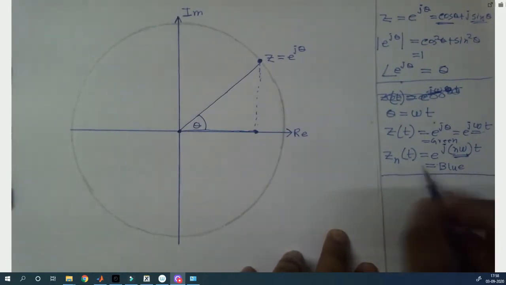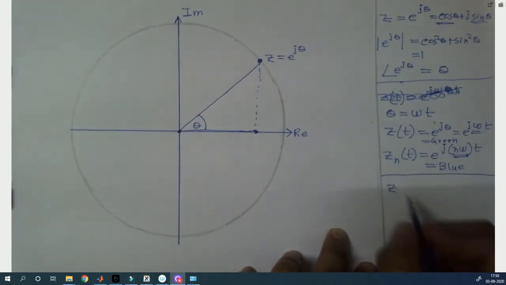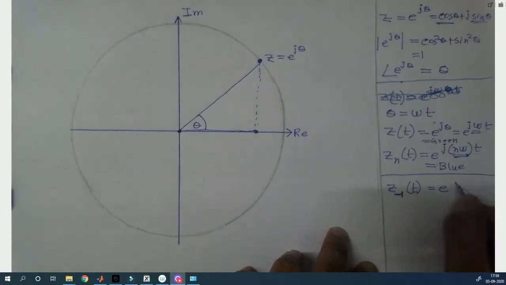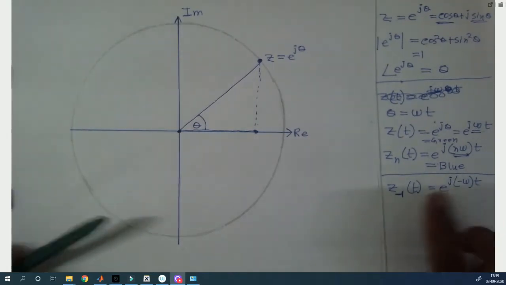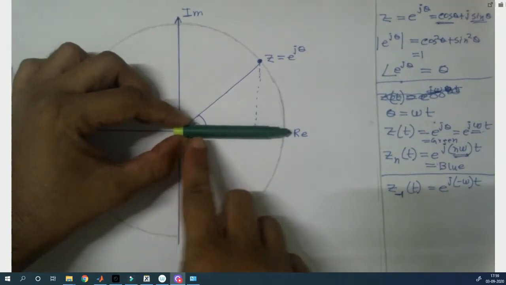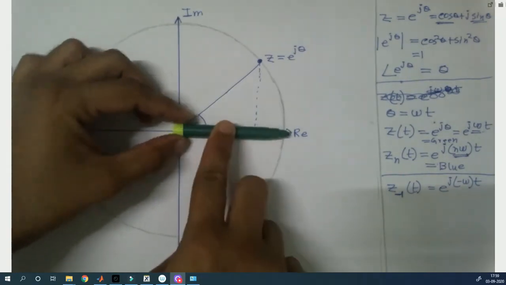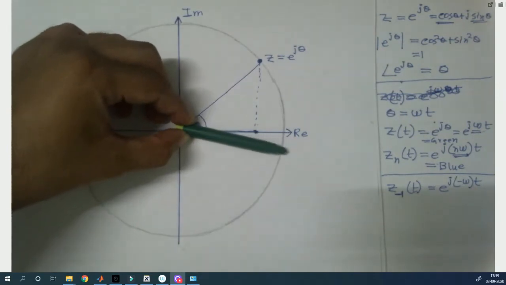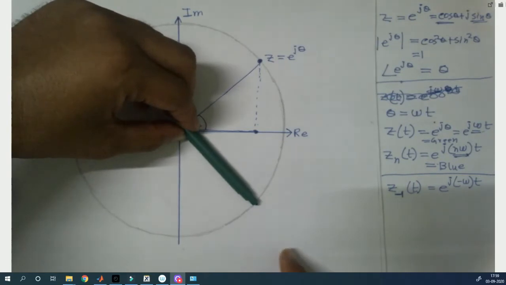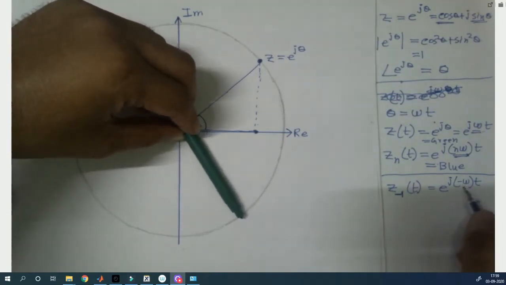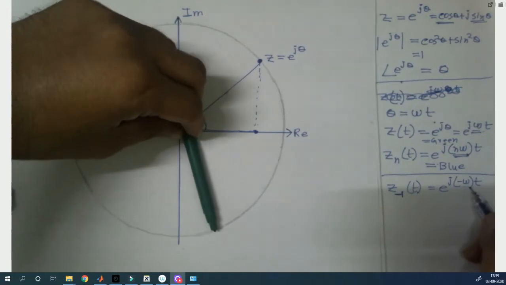Next, let us consider the complex function of time z_minus(t), given as e to the power j minus omega t. Then this function will start from this position at t equal to 0, and then it will rotate clockwise, that means in the opposite direction, with an angular speed of omega.